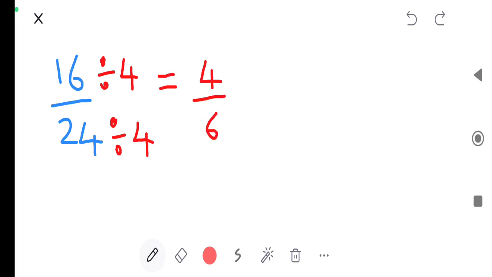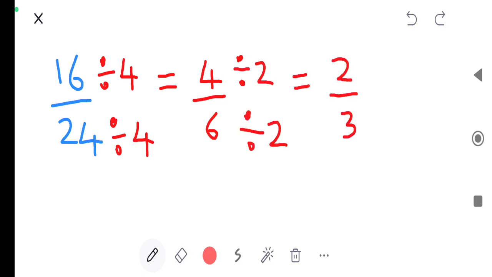Now, is there a number that can divide both 4 and 6? Yes, and that number is 2. So at the top, you write divide by 2. Then you go down to the bottom and write the same thing, divide by 2. 4 divided by 2 is 2. 6 divided by 2 is 3. Now, there is no number that can divide 2 and 3. So the answer will be 2 over 3.